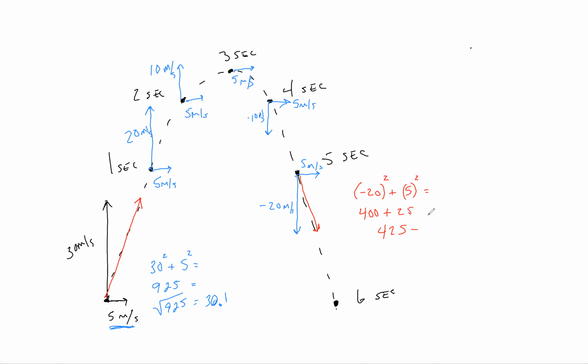Anybody know what the square root of 425 is? It's like 20.6. 20.6 sounds about right. So that'd be 20.6 meters per second would be the resultant vector. Okay. Now, down here at the bottom on our last thing, that's supposed to be longer, but I ran out of space.